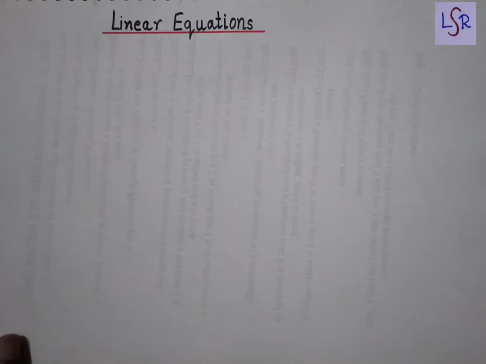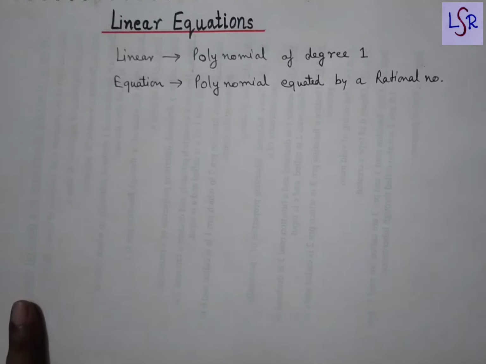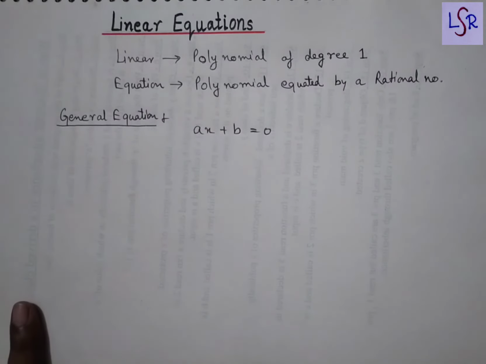Here we start with the chapter linear equations. Very first of all, a question arises what this chapter linear equation means. So here the linear means the polynomial of degree 1 and the equation is the polynomial equated by a rational number. And here we get the general equation of a linear equation. Here a and b are constants and x is a variable.